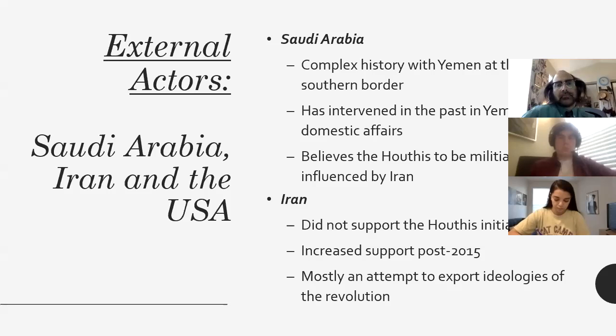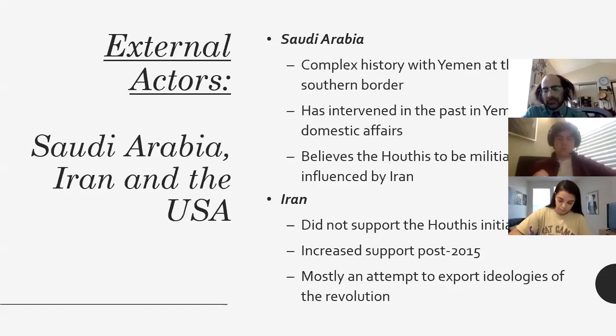So some external actors that we have. Saudi Arabia is of course a big one. They're leading the coalition that's bombing Yemen at the moment. Saudi Arabia has a very complex history with Yemen. They share a border, and this goes back to even when Saudi Arabia was becoming the nation that we know today. A lot of problems in Yemen have led to a big immigrant population coming into Saudi Arabia, which has caused a lot of national security concerns for Saudi Arabia. So they have been very involved in Yemeni domestic affairs in the past, especially in governance along the shared border.